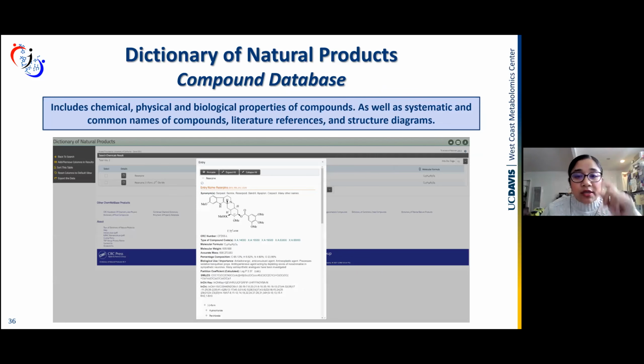The Dictionary of Natural Products, something that's not on that list that I wanted to mention, is a compound database. It includes chemical, physical, and biological properties of compounds. It's been updated recently and it looks great. It's very easy to use. You just search by name or by structure, and you can get all the identifiers or information about the compound. There are no spectra in the database. It's purely information about a specific compound.